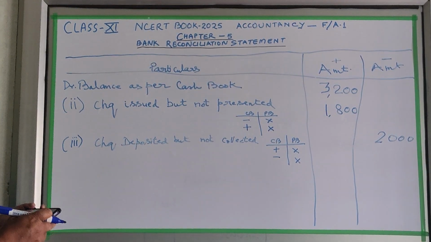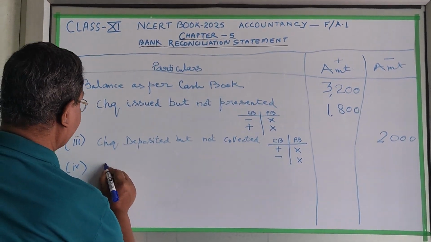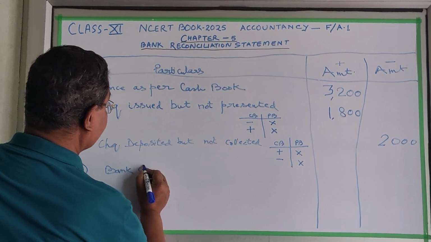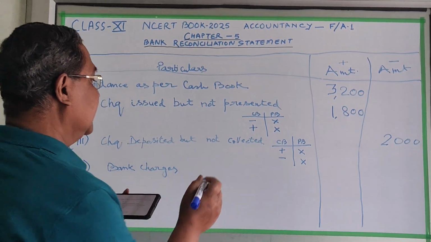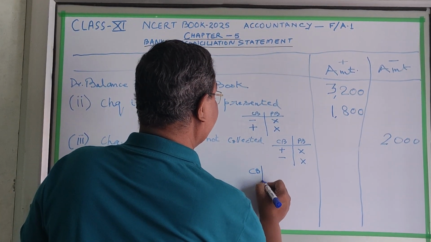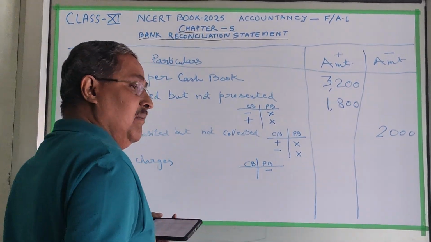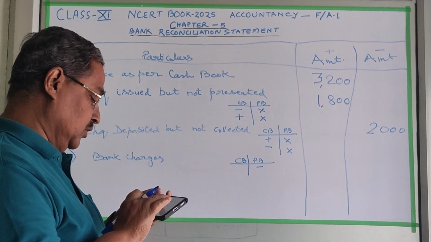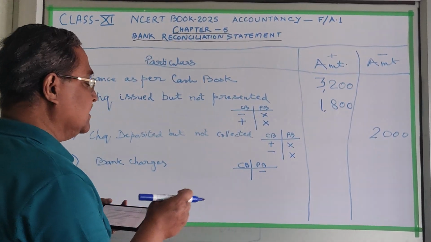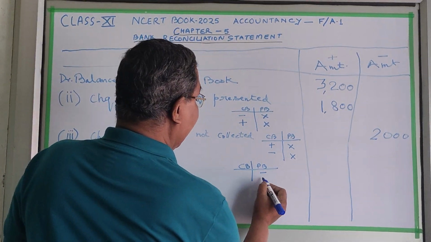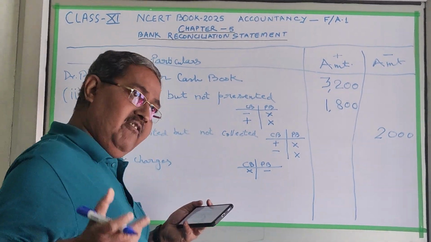Then the other, the fourth one, is bank charges. Debited by bank but not entered in the cash book. It means if you see the position here, cash book and passbook, the bank has reduced the balance. What has the bank done? The bank has reduced because the bank has debited your account. Bank debited means the bank has recovered from your account. Now in the cash book nothing was done because the customer was not aware of it.